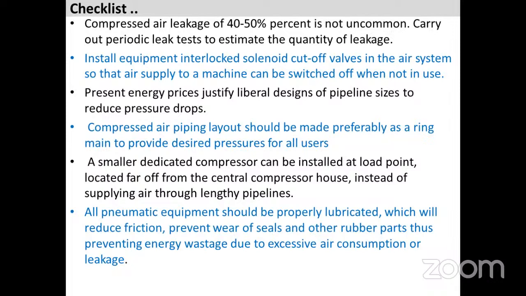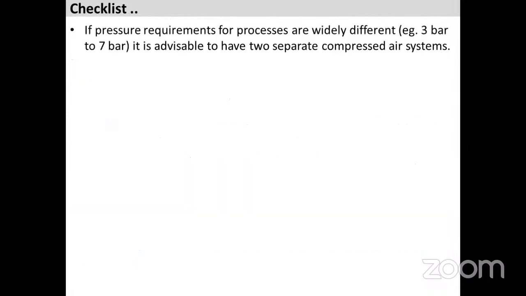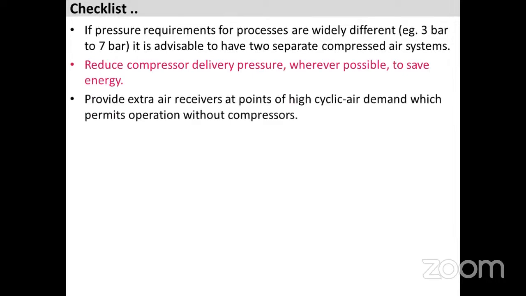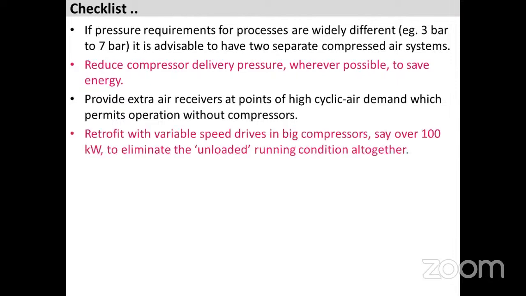All pneumatic units should be properly lubricated. If pressure requirements for process are widely different, like 3 and 7 bar, if there are 2 requirements, it is better to use 2 separate compressed air systems. Reduce compressed air delivery pressure wherever possible to save energy. Provide extra air receivers at points of high cyclic air demand, which permits operation without compressors. Separate receivers we can isolate by solenoid.